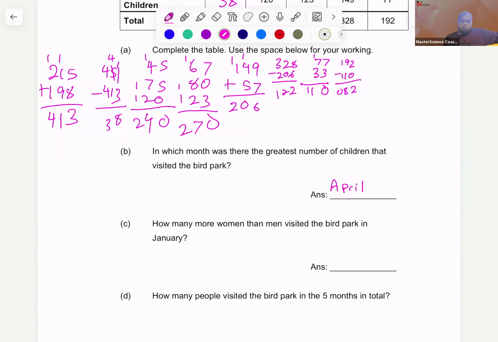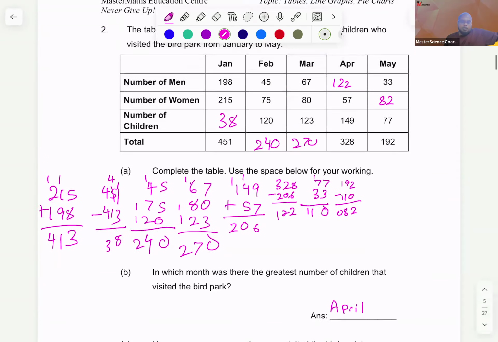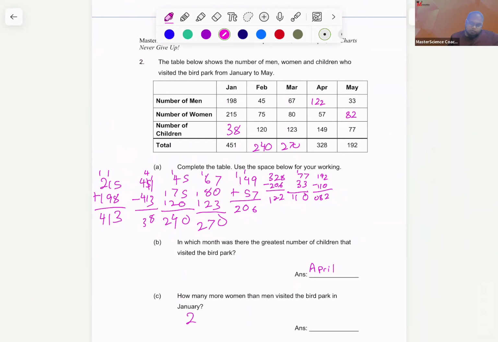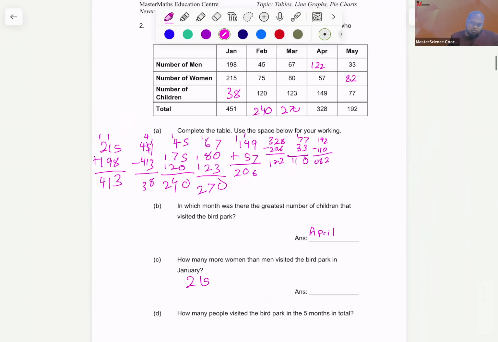How many more women than men visited the park in January? Okay, so Safa, how do I do this question? When they ask how many more women than men visited the park in January? Correct. So I take 215 minus 198. This will actually give me 17.